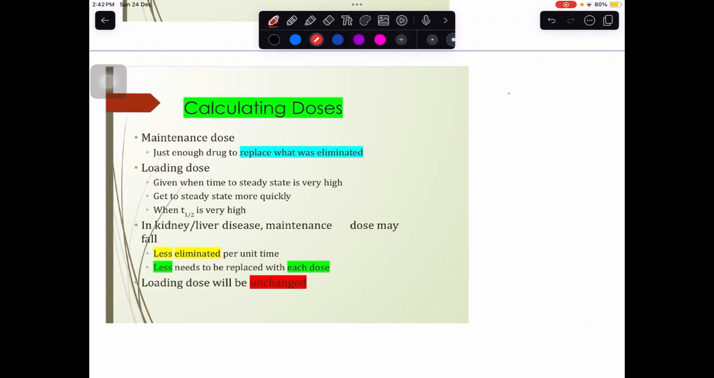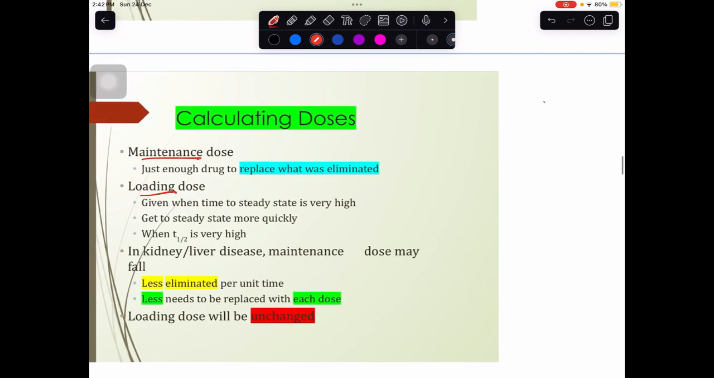Let's come to the doses. Clearance is now gone. Let's come to the doses. We have a maintenance dose and a loading dose. What does maintenance dose do? What does it mean? Just enough drug to replace what was eliminated.